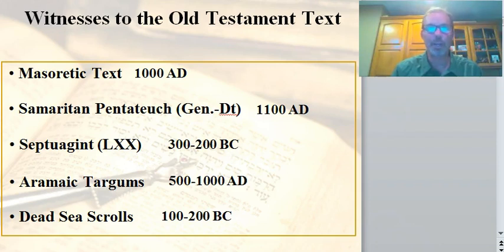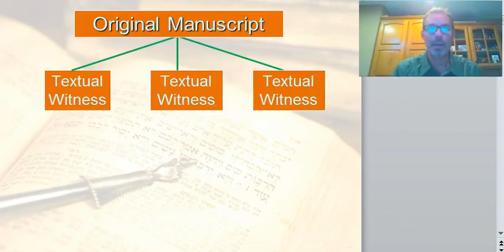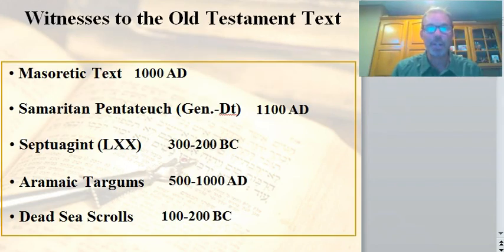So what are some of the witnesses that we have to the Old Testament text? Obviously, we don't have what the original authors wrote. We have copies of copies of copies. But there are other texts that were written in Hebrew or sometimes in translations that bear witness to the original text. Well, we already said that the Masoretic text is the most reliable and best witness, the complete witness to the Hebrew Old Testament text.